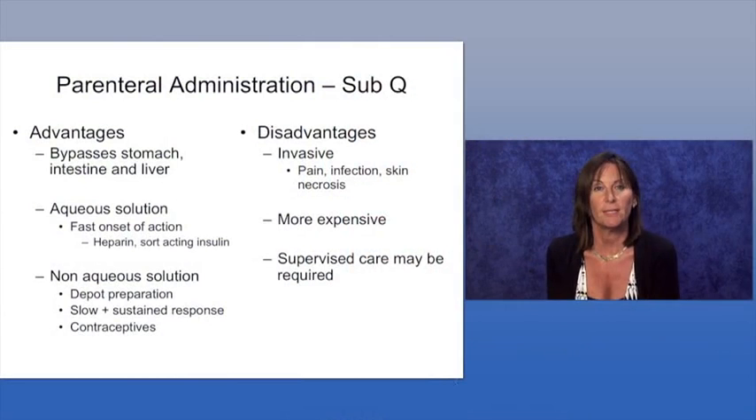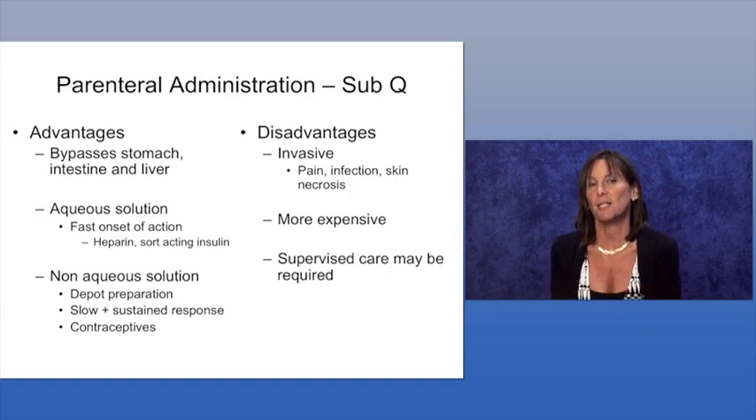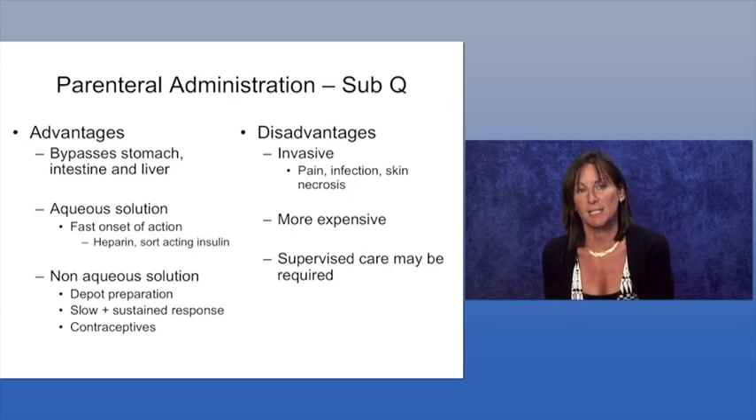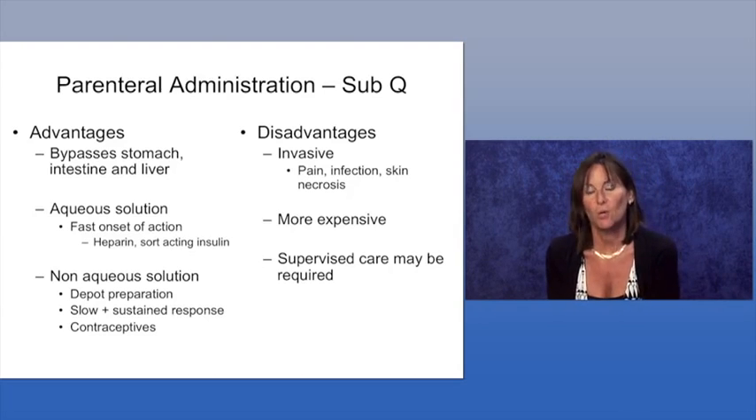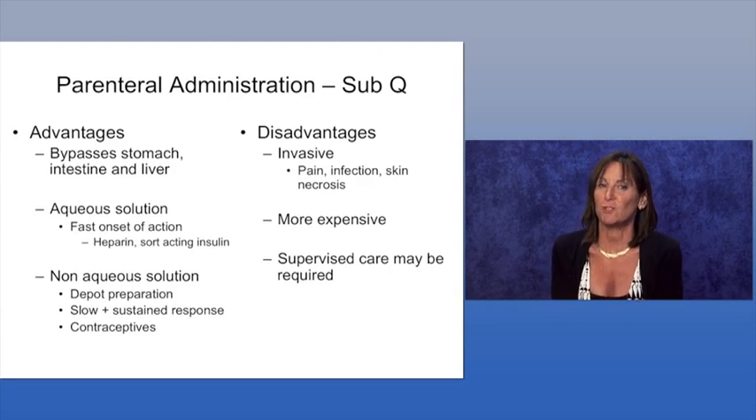Moving on to subcutaneous administration of the drug. So heparin is probably one of our best examples of subcutaneous administration. The advantages here again are bypassing the liver and the stomach. Same issues: aqueous solution, fast onset of action. Non-aqueous solution with the intention of a slow and sustained release and a slow and sustained response. Examples again here: heparin, short-acting insulin. Any diabetics out there will have a lot of familiarity with sub-Q administration of insulin. Non-aqueous solution, again, there are contraceptive preparations available that are subcutaneous.